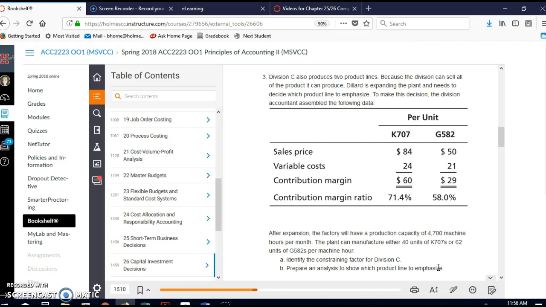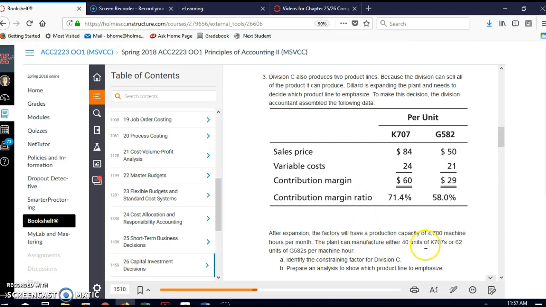Now for 3B, prepare an analysis to show which product line to emphasize. Now if you look on page 1422, it says which product to emphasize, the decision rule. It says to emphasize the product with the highest contribution margin per unit of the constraint. Okay, the highest contribution margin per unit of the constraint.